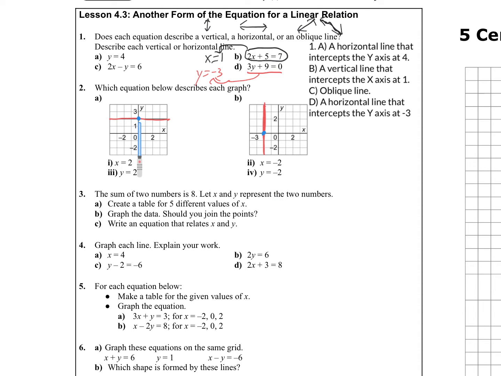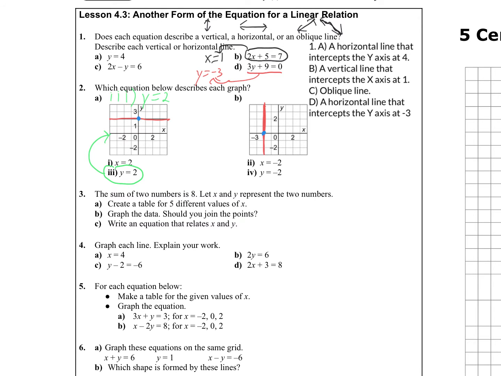Because this is going through a positive 2, I know that this graph here goes with this equation here. So I can say the answer for this one is number 3, y equals 2. So that's this one here.